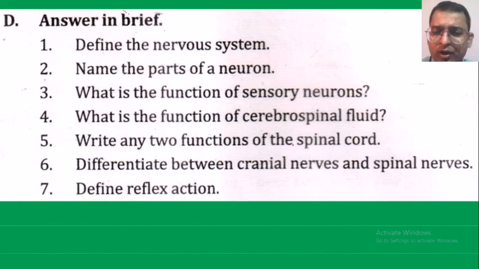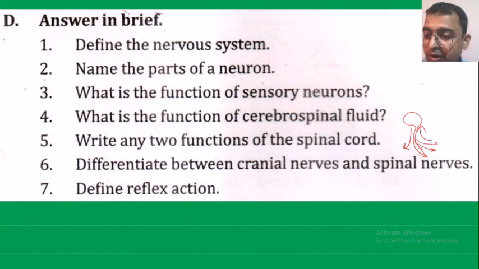Name any two functions of the spinal cord. Of course, the spinal cord is going to connect the brain to the rest of the body. So the messages will go up to the brain and from the brain to the different organs. Okay, and also the spinal cord can process certain information. So that is known as the reflex action.